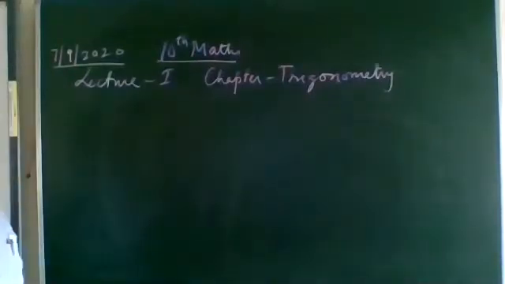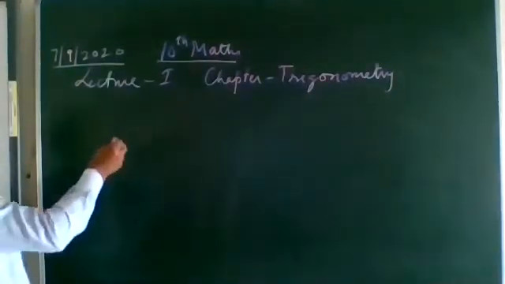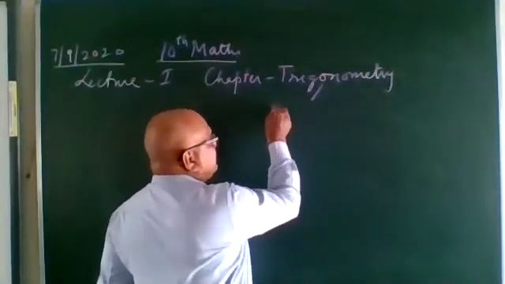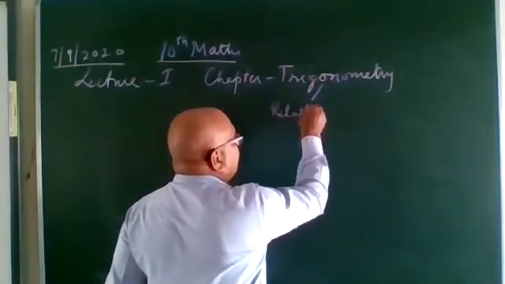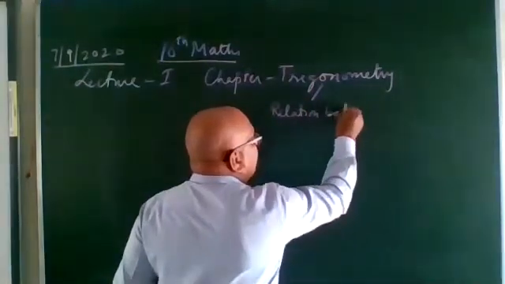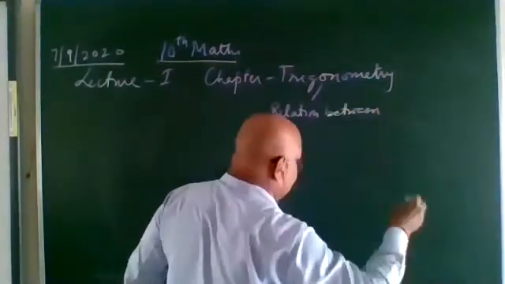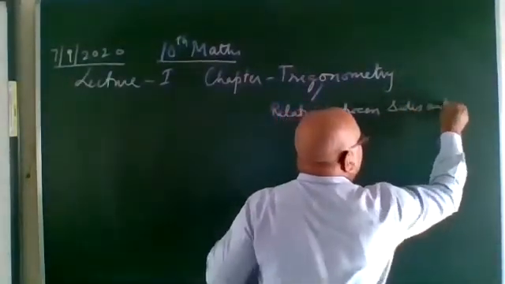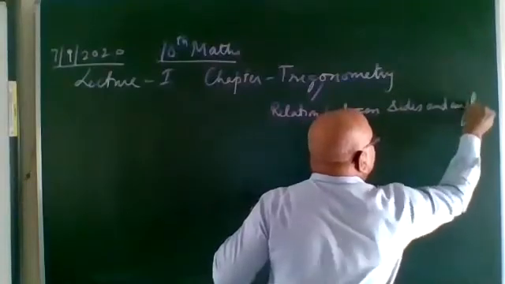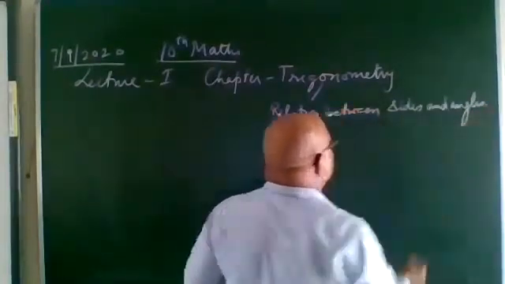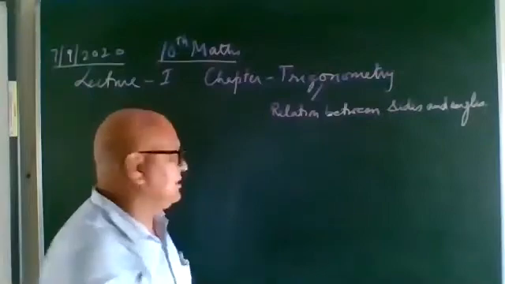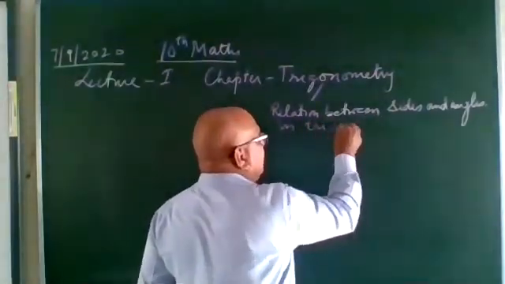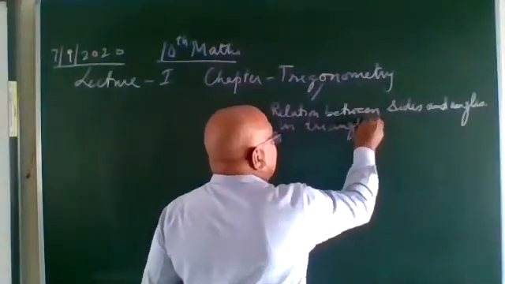Now in this chapter, what is trigonometry? Trigonometry is the relation between sides and angles. Relationship between sides and angles in a triangle.